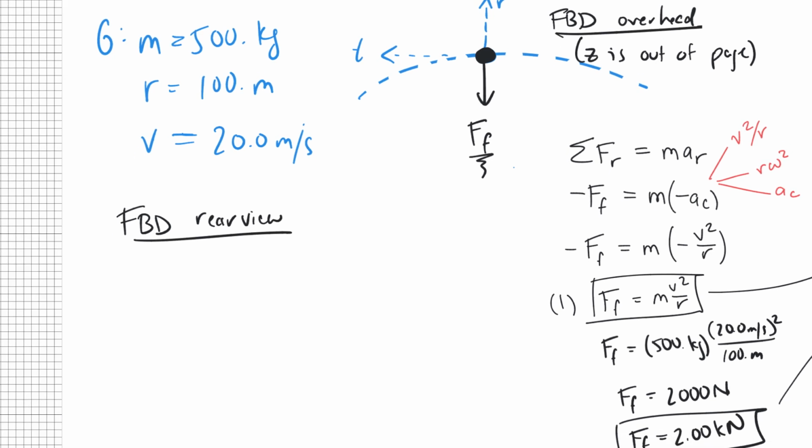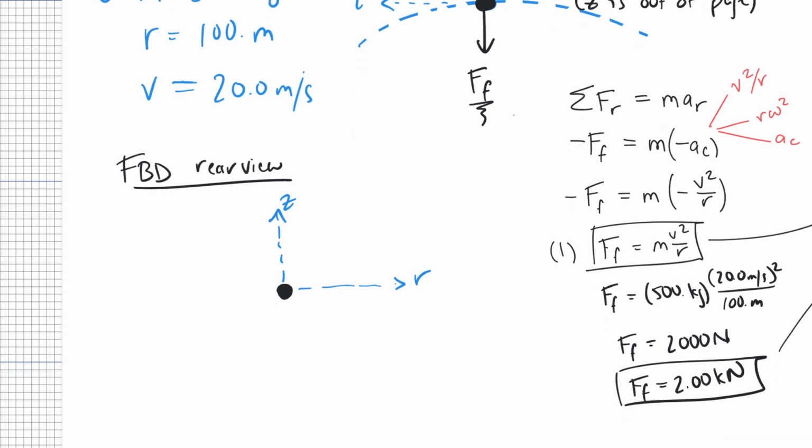And so, the Z direction is going upwards. And let's see, it's a rear view, which means that the R direction is outwards. Since we assumed the car was going around the turn counterclockwise, if I'm looking at it from behind, then the R is going to be going to the right, okay? And we've got the force of gravity going downwards, and upwards we've got the normal force, and inwards we've got the force of friction, okay?